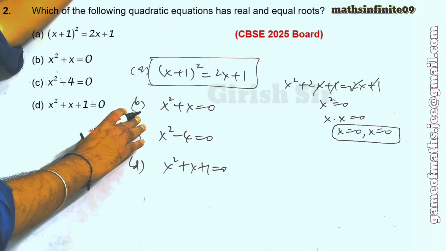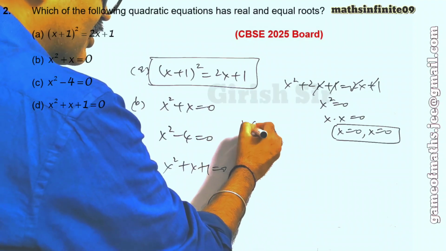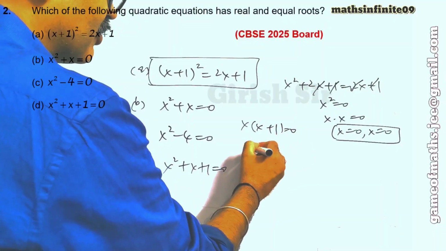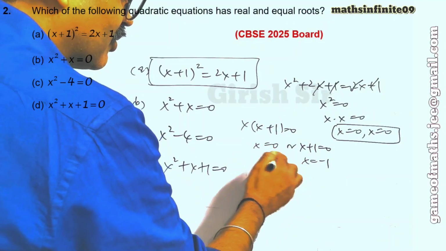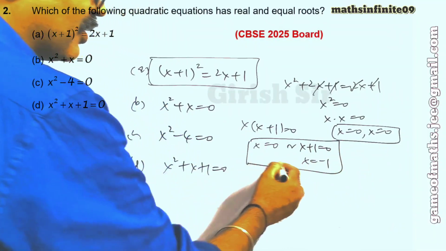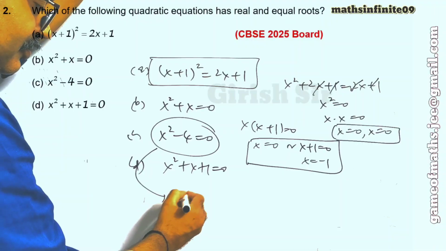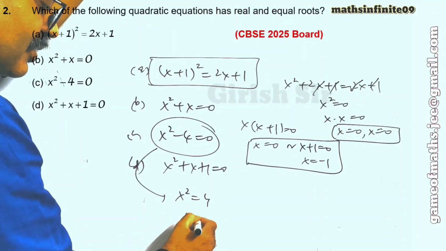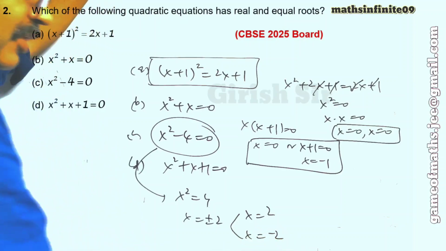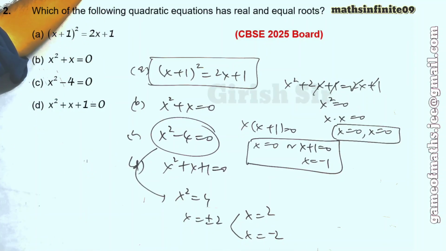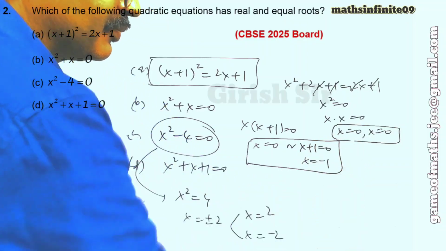We can take a look at the next option as well, just for understanding. The second equation can be written as x into x plus 1 equal to 0, which gives you x equal to 0 or x equal to minus 1. So we are getting two roots here, but they are not equal, they are distinct roots. Likewise, in the next option, x square equal to 4, x is equal to plus minus 2. So the two roots we are getting are real, but they are not equal. So option A is the correct answer, where we get two equal and real roots.